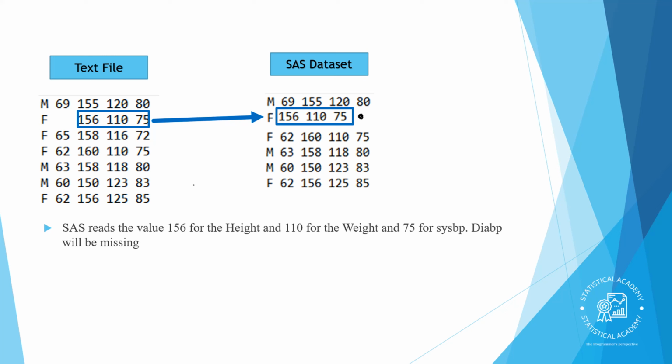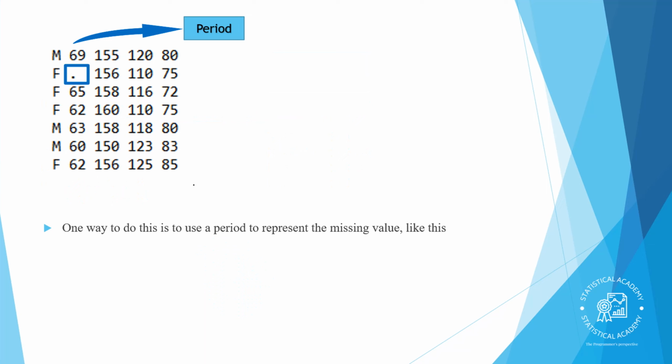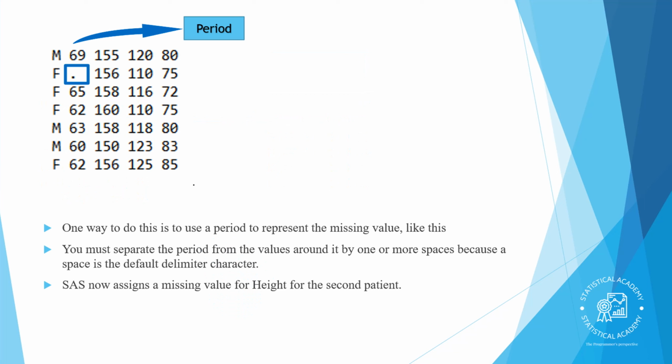Clearly, you need a way to tell SAS that there is a missing value for the height in the second line. One way to do this is to use a period to represent the missing value, like this in your file. I have created one more file, missing_value_period. The link for this file also can be found in the description. You must separate the period from the values around it by one or more spaces because a space is the default delimiter character. SAS now assigns a missing value for the height for the second patient. You can use a period to represent a missing character or numeric value when you use the list input method.